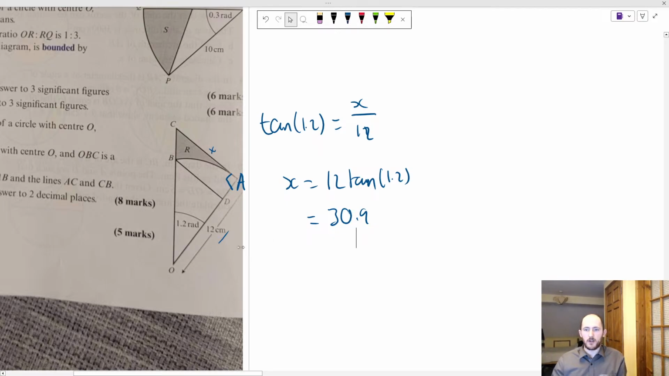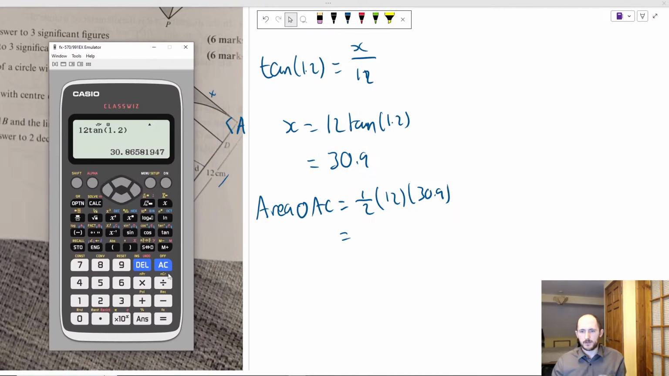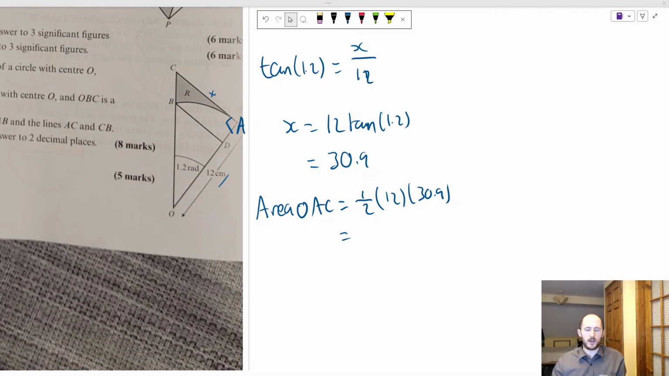Okay. So the area of the triangle OAC is just a half base, which is 12 times 30.9. Let's do that. So answer times 12 times 0.5 gives me 185.19.